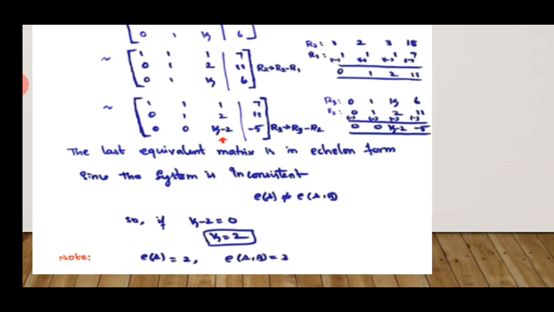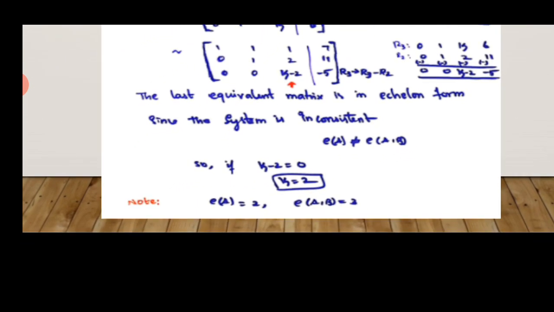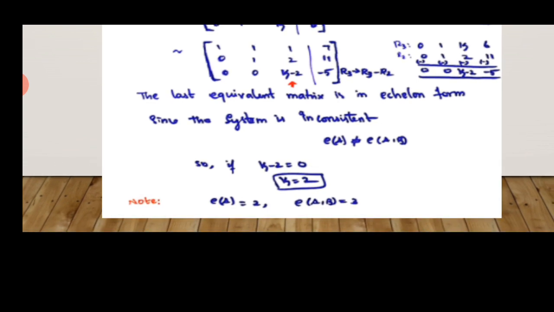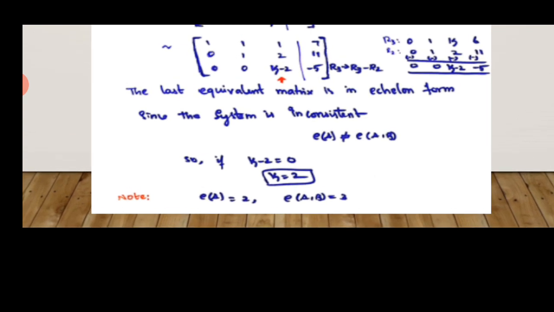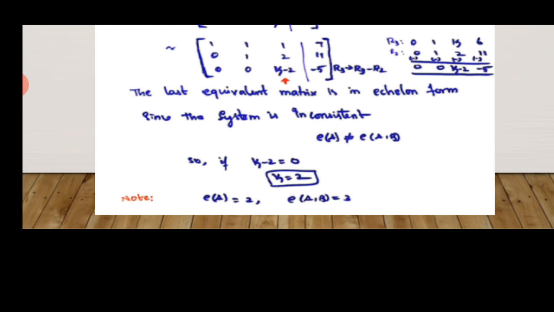k is a variable, 2 is a number, so you cannot subtract them, but just write it in equation form. So k minus 2, then 6 minus 11 becomes minus 5. Take it and write it in the last row. So we got it. Now we have to find the value of k if the system is inconsistent. Okay. If the system is inconsistent, then the rank of A is not equal to the rank of A comma B. This case is possible only when this k minus 2 value becomes 0.